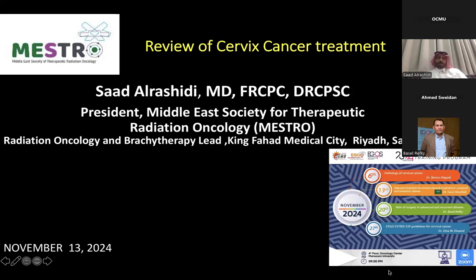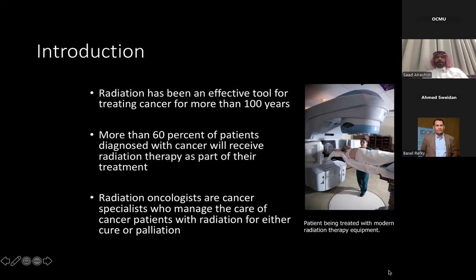We treat probably one of the biggest cervix patient populations in the whole country here in Saudi Arabia. And just a little bit about radiation oncology. I'm not sure if you already had the introduction. Radiation has been there for so long, over 100 years now. We say 60% of patients in general need radiation treatment, but nowadays probably more than 80%. It's very essential in cervix cancer management, as you know, for the radical treatment we'll be talking about, and also in the metastatic setting.